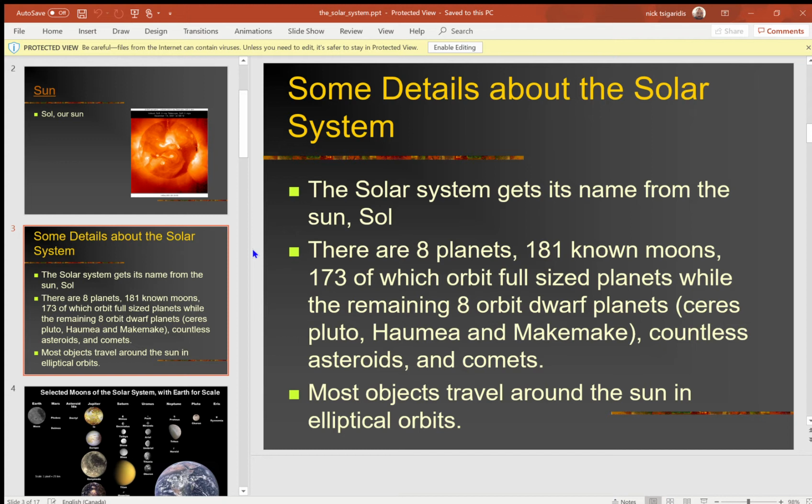And 181 moons, 173 of which orbit full-size planets, while a couple of the other ones orbit smaller planets. These things include Ceres, Pluto, Haumea, Makemake, countless asteroids, and comets also are included in our solar system. And as I mentioned, most objects already travel around the sun in elliptical orbits. You guys will recall from when you did the Kepler's Law Lab what elliptical orbits are.